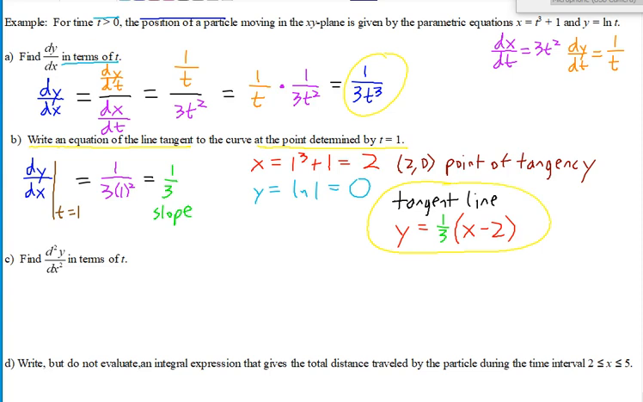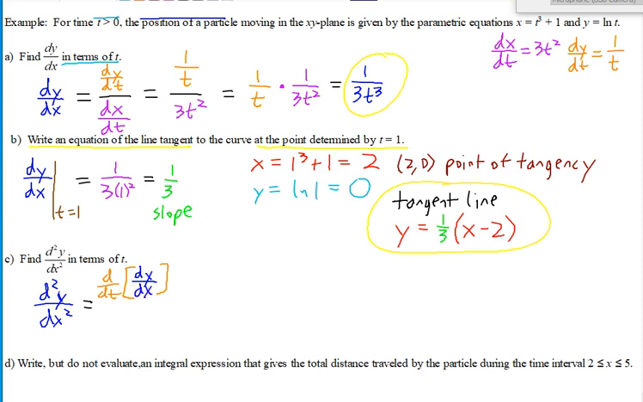Alright, now part C says find the second derivative in terms of t. So remember, for our second derivative, the formula we just looked at earlier, we still take the derivative of the first derivative with respect to t, because it's in terms of t here. So it'd be d over dt of our first derivative, dy dx, just like we normally would.